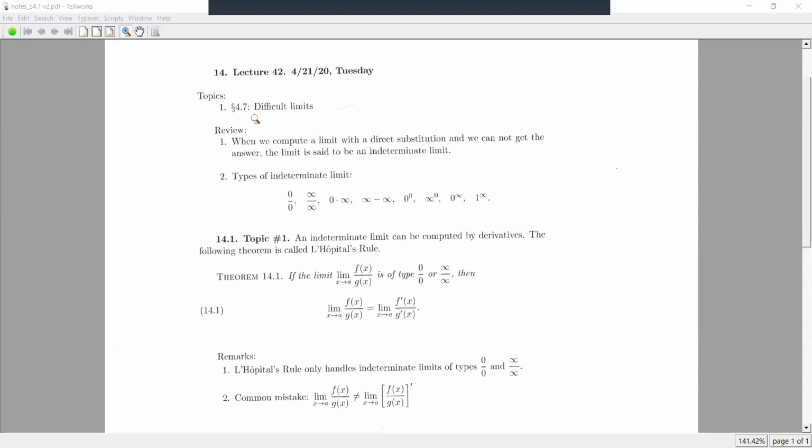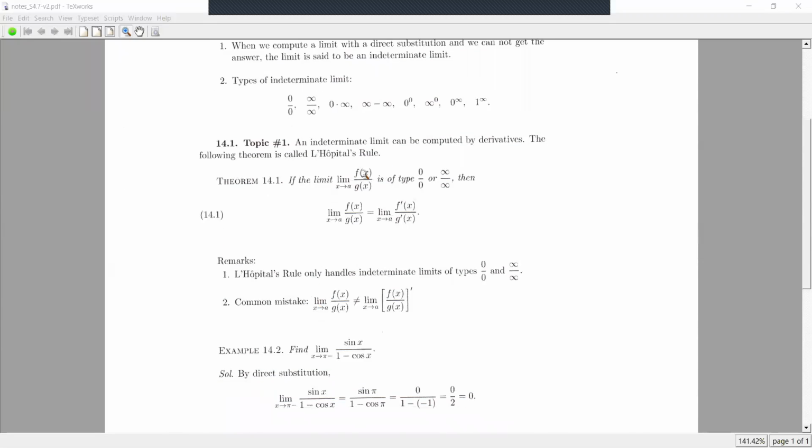Okay, now today's topic 1. Essentially, section 4.7 says that an indeterminate limit can be computed by derivatives. The following formula is called L'Hopital's rule. L'Hopital's rule uses derivatives to compute an indeterminate limit.